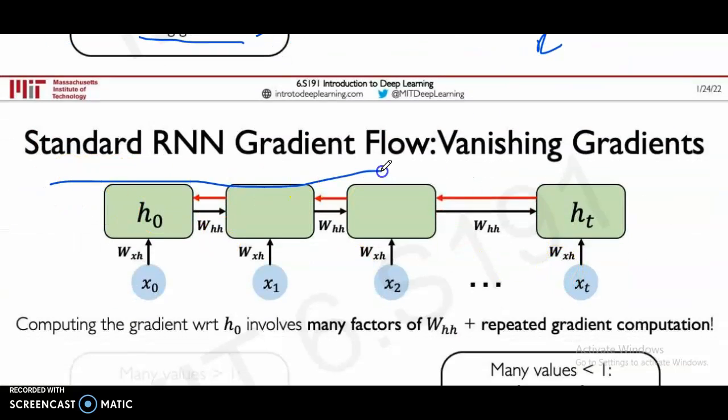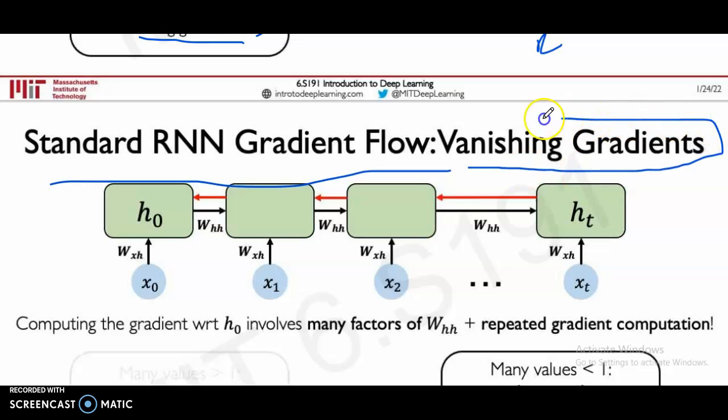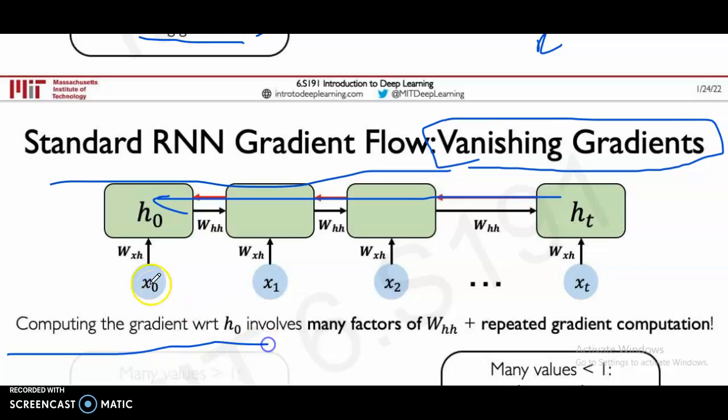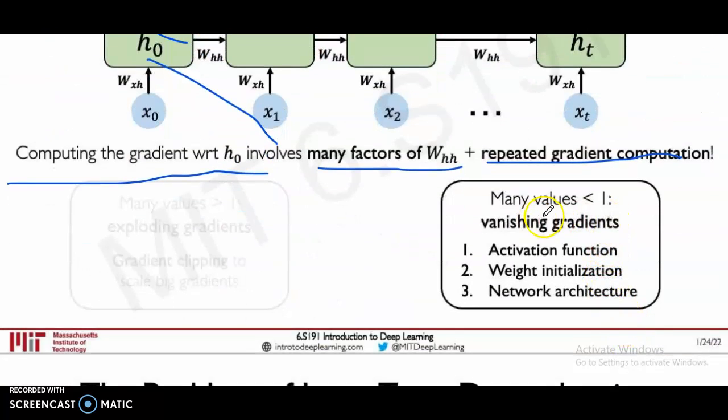Standard RNN gradient flow: vanishing gradients. Gradients in back propagation only, here also, always anywhere. Computing the gradient with respect to h0 involves many factors of W hh, repeated gradient computation. If many values are less than 1, vanishing gradients.